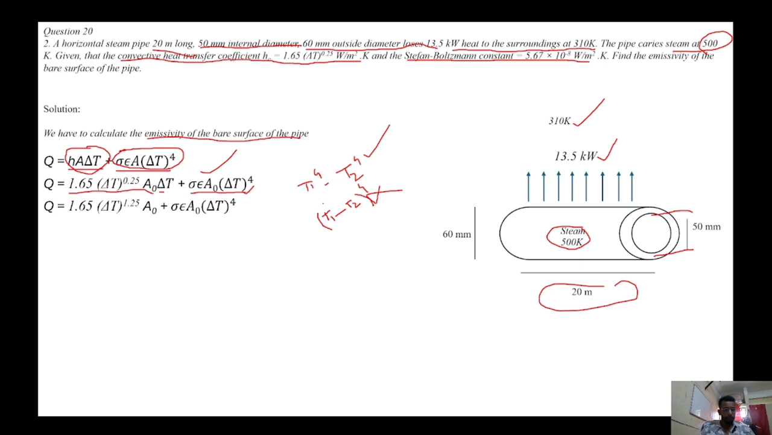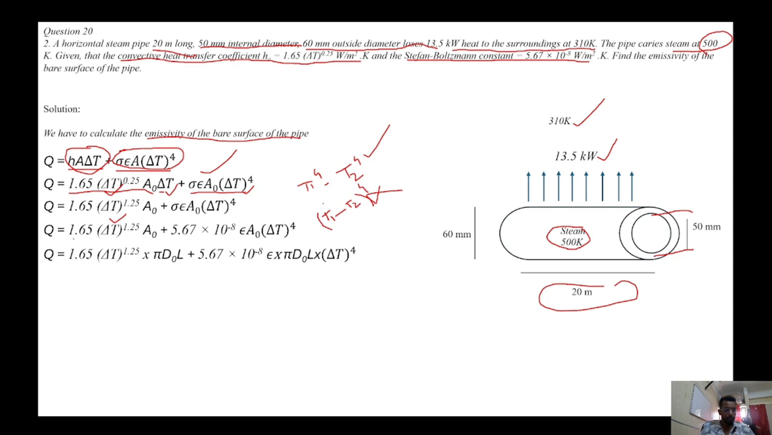So one del T is here, one del T is this one, and another del T is 0.25. So it will result in 1.25 A naught sigma. Now putting all the values: 1.65 del T, 1.25 A naught, 5.67 into 10 to the power minus 8 sigma A naught del T to the power 4. 1.65 del T into area, which is pi d naught L, 5.67 into 10 to the power minus 8 sigma pi d naught L del T to the power 4.